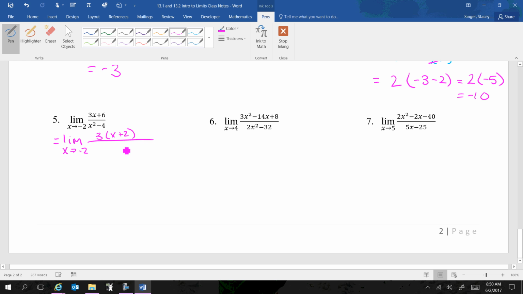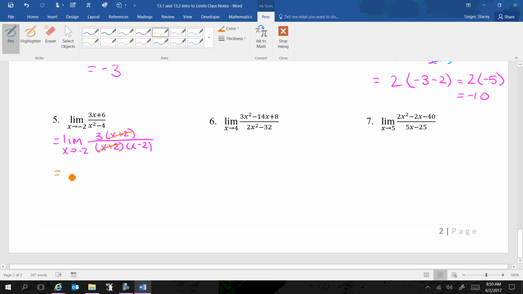What happens in my denominator? X plus 2 and x minus 2, right? That's difference of perfect squares. So what's canceling? X plus 2. So can I evaluate it now? So I can plug in, so I do not have to write my limit again. Once you start evaluating and plugging in, that's when you don't have to write your limit anymore.